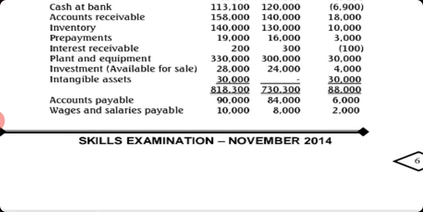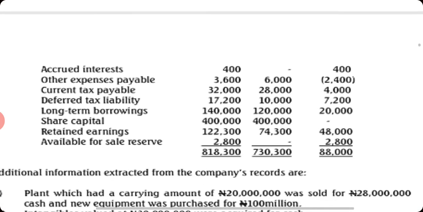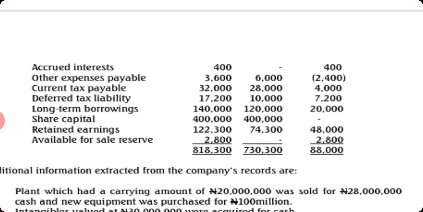So move down to the other side of the balance sheet. Accounts payable, the beginning value is 84 and the ending value is 90. You can see that it increased. Wages and salaries, the beginning value is 8,000 and the ending value is 10,000. You can see that it increased. So we move down to accrued interest. The beginning value is nil and the ending value is 400. You can see that it increased by 400. Other expenses, the beginning value is 6,000 and the ending value is 36. You can see that it decreased.